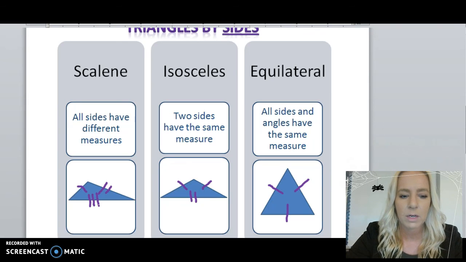All right, this concludes your video on classifying triangles by their sides. In the next video, we're going to discuss classifying triangles by their angles.